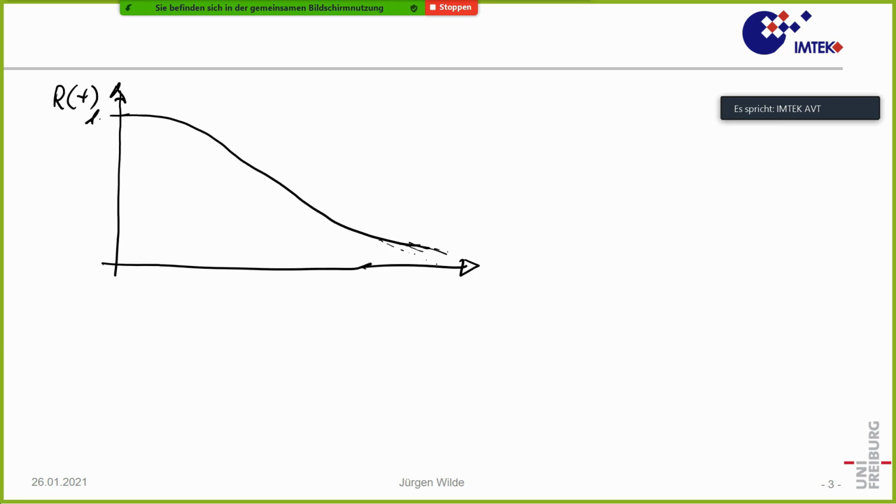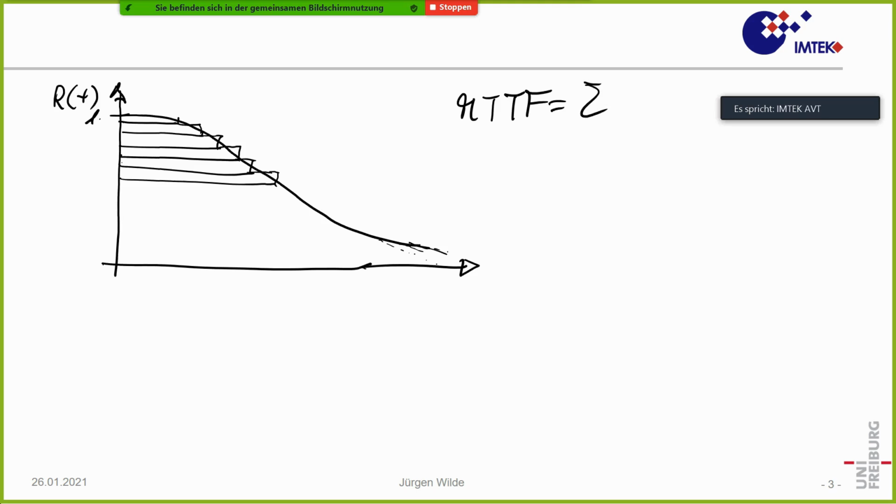So, addressing the reliability function again, you could also say we have several specimens. Each specimen has a lifetime of its own, and now summing all of these lifetimes up gives us a total time. And then we divide this by the number of specimens. We get the mean time to failure.